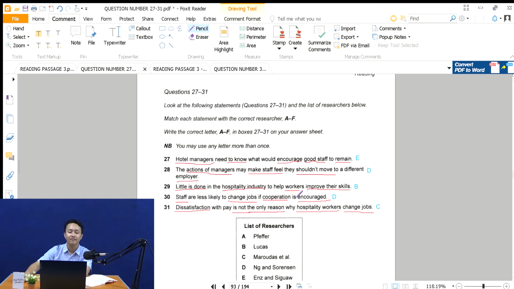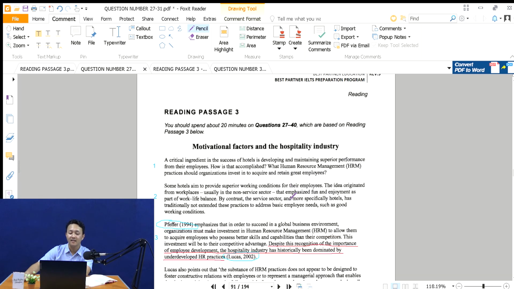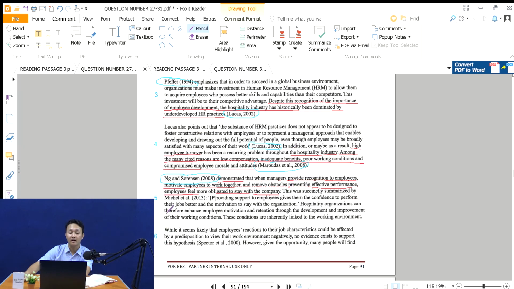Number 30. Staff are less likely to change jobs if cooperation is encouraged. Okay, I think this is quite similar to 29 because it's still about what the manager should do to make their employees stay in the same company, right? So yeah, the answer is D. Okay, remember D and B. That's why you can answer D twice. Okay, and also you will find the information in paragraph 5.